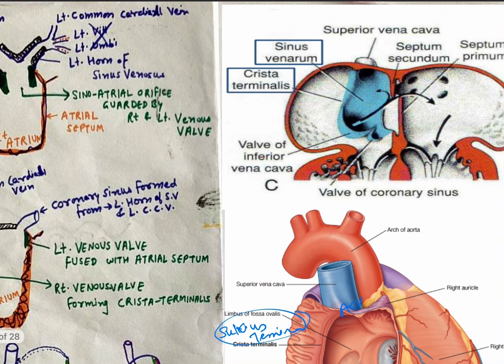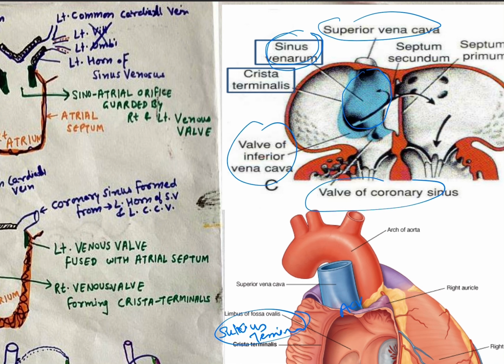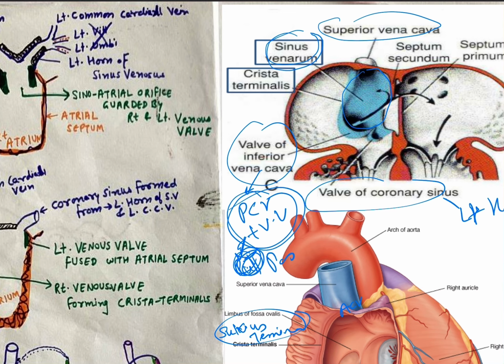Please see, this diagram is showing again, this is the smooth part which is developing from the sinus venosus with its two horns: superior vena cava, inferior vena cava, and coronary sinus. The coronary sinus develops from the left horn. This inferior vena cava from the posterior cardinal vein and vitelline vein also forms the portal vein.